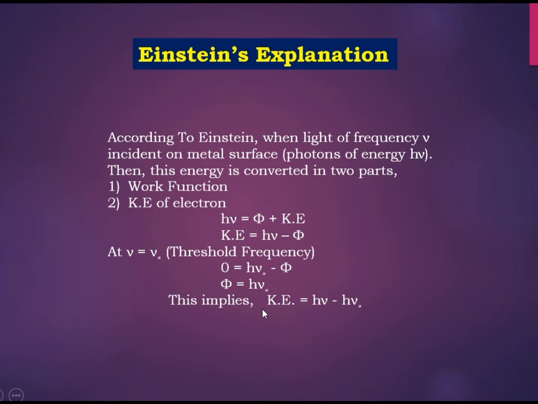Now if we substitute the value of work function in this equation, what we'll get? Kinetic energy is equal to h nu minus h nu naught. So from here we can say that the work function is dependent upon the threshold frequency, and is equal to h into nu naught. Here h is the Planck's constant.